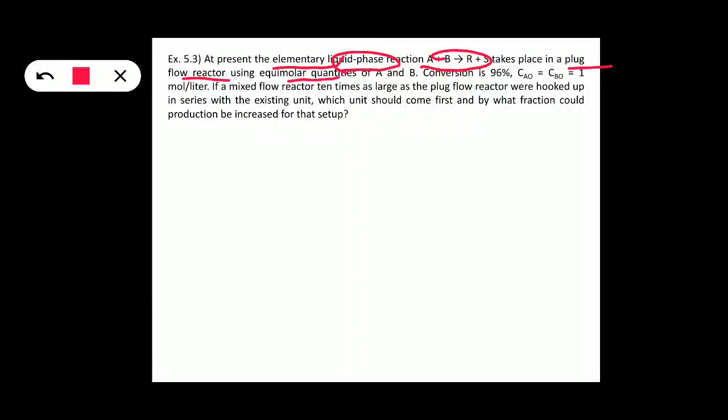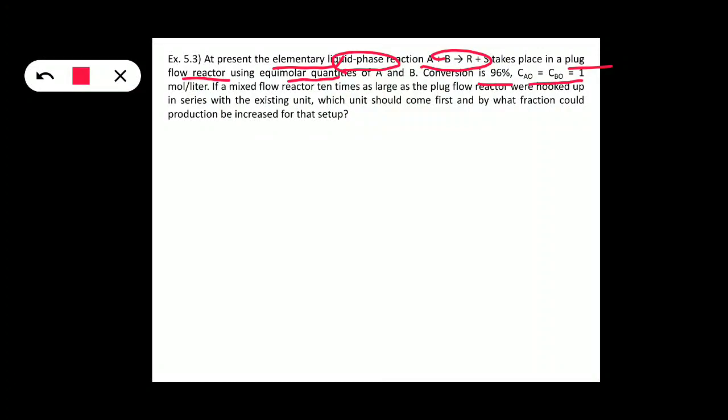Now we are going to see one problem: how to find the best system for our reaction. Here you can see the elementary liquid phase reaction A plus B gives R plus S. Elementary, as you know, means the order directly corresponds to stoichiometry. So order of A is 1, order of B is 1, so this is a second order reaction. Liquid phase means constant density system. It takes place in a plug flow reactor using equimolar concentrations of A and B, so we have the same quantities of A and B. The conversion is 96% and the initial concentration of A and B is 1 mole per liter.